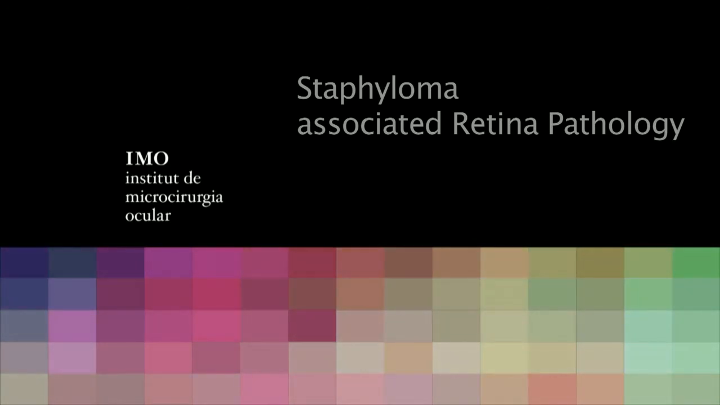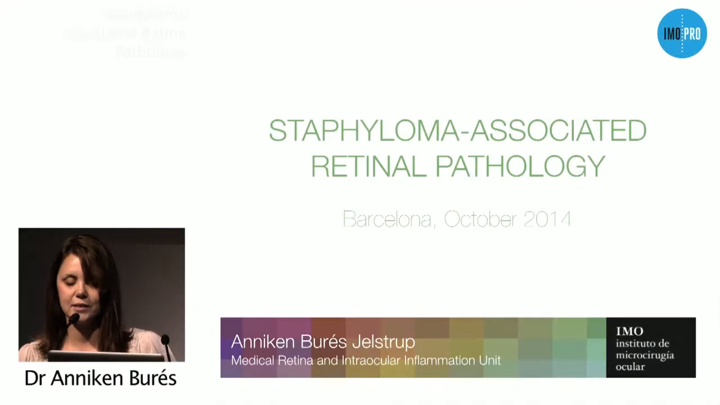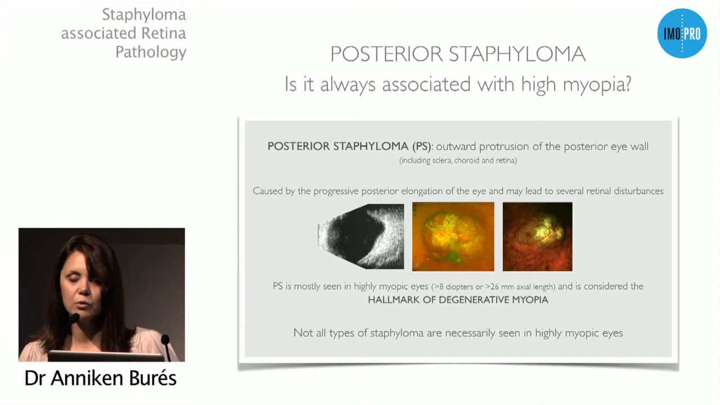And talk about a quite specific issue, which is pathology related to the staphyloma. So as you all know, the posterior staphyloma is a protrusion of the posterior eye wall that is caused by the progressive elongation of the eye. Posterior staphyloma is most seen in highly myopic eyes with a high axial length, and it's actually considered one of the hallmarks of degenerative myopia.